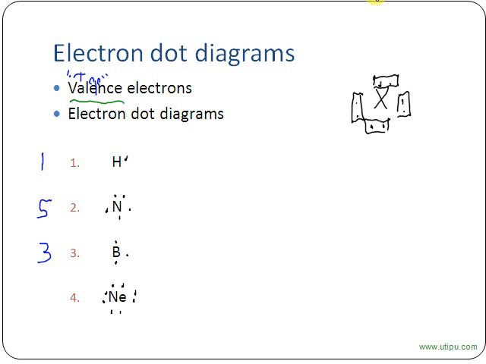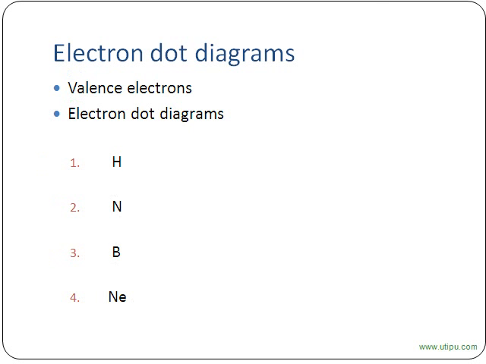Since it has 8 valence electrons, note that it's not possible to have more than 8 valence electrons. That's simply the most that you could possibly have. And so that finishes up this lesson. We'll get on to something new next time.